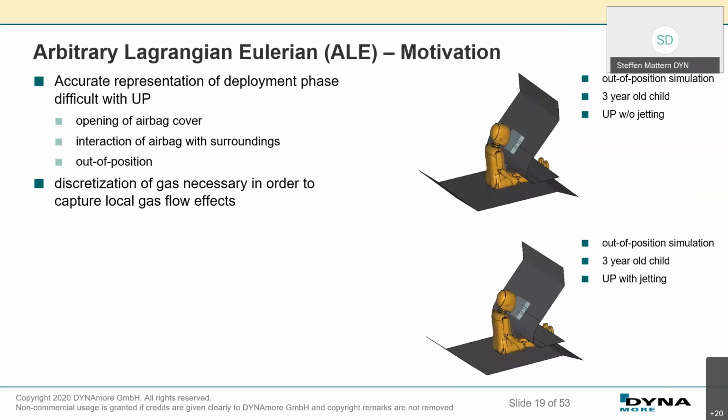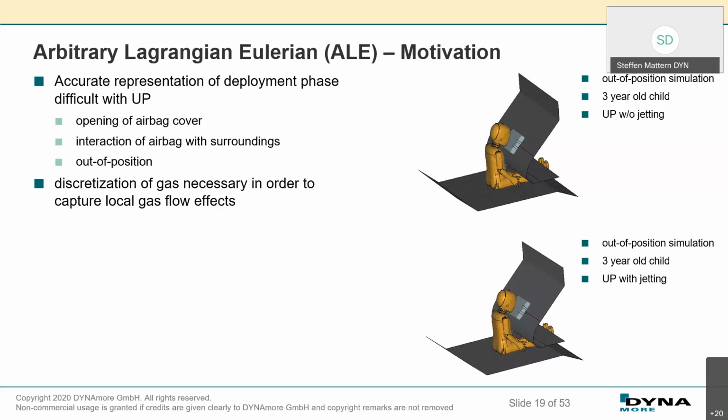So we want to extend our fields of simulation to, for example, the opening of the airbag cover, the interaction of the airbag with its surrounding during the deployment phase, and in consequence, the so-called out-of-position load cases where the occupant is not in the expected position while the restraint system is triggered. This was actually the first motivation for looking beyond the uniform pressure approach.